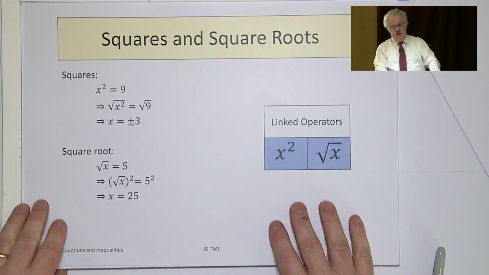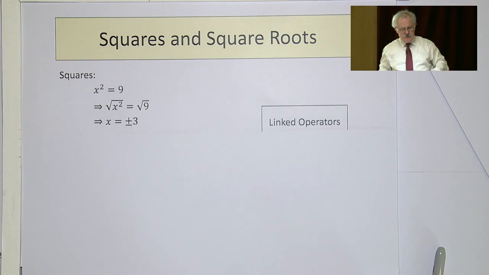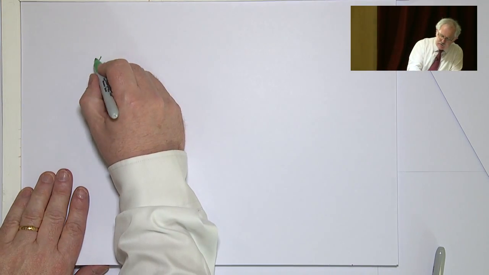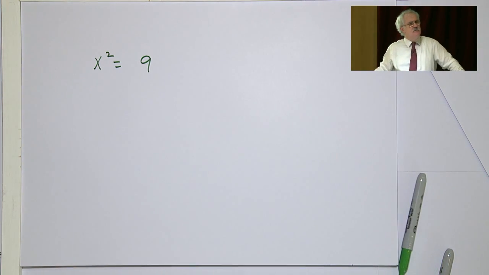Now we look at squares and square roots. We're moving up a little bit. We're into late primary or something like that. And we're saying x squared is 9. What's x?